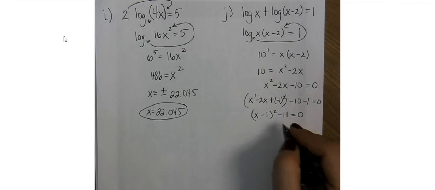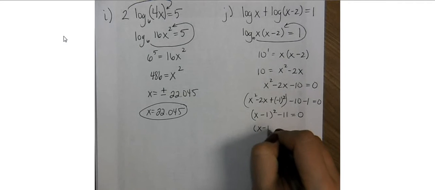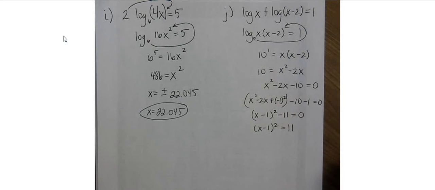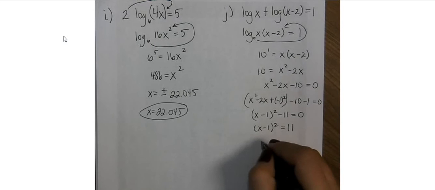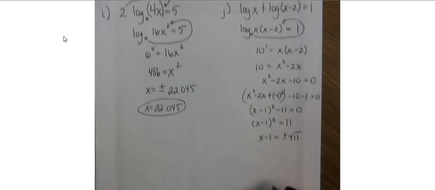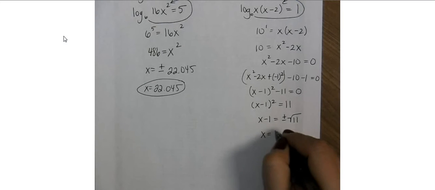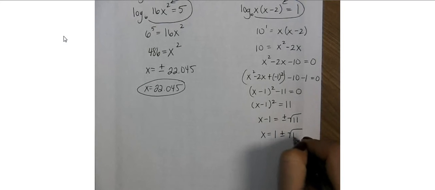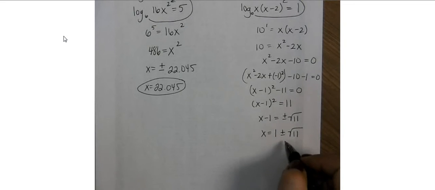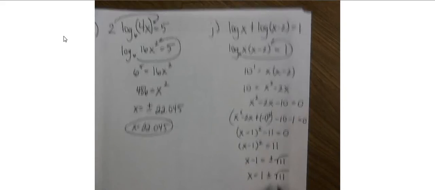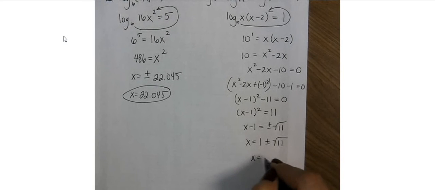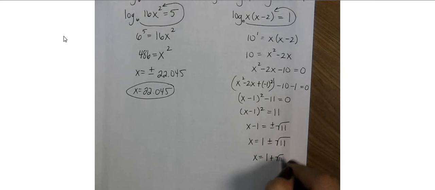I then have to add over the 11. And then I have to take the square root. So I get x minus 1 equals plus or minus the square root of 11. And then I have to add over the 1. So 1 plus or minus the square root of 11. Now, the square root of 11 is greater than 1, so when you plug in this negative, again, you're going to get an undefined solution here. So my only solution that's going to work is 1 plus the square root of 11.